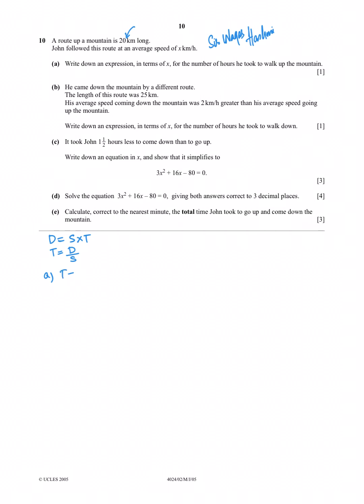So distance is 20 and speed is given, that is x, right? Sorry, this one. The speed is x. So the first part, it's 20 divided by x. It's your first part. For part B, it says he came down the mountain by a different route. This length of the route is 25. So now the time is 25 divided by, and his average speed coming down the mountain was 2 kilometers greater.